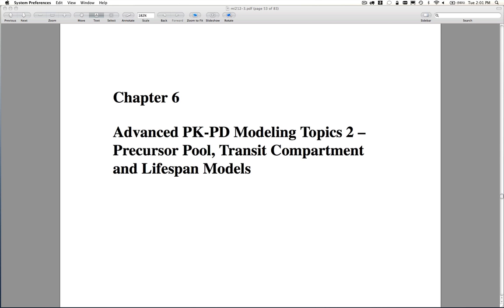So again, today's topic will be dealing with some more advanced pharmacodynamic models. Last week, Mark gave a review of some of the more basic indirect response models, some ways of dealing with tolerance and different ways of dealing with delay. Today we will take a more mechanistic view of some of those approaches of how to deal with delays in effects as well as tolerance and rebound in effects.